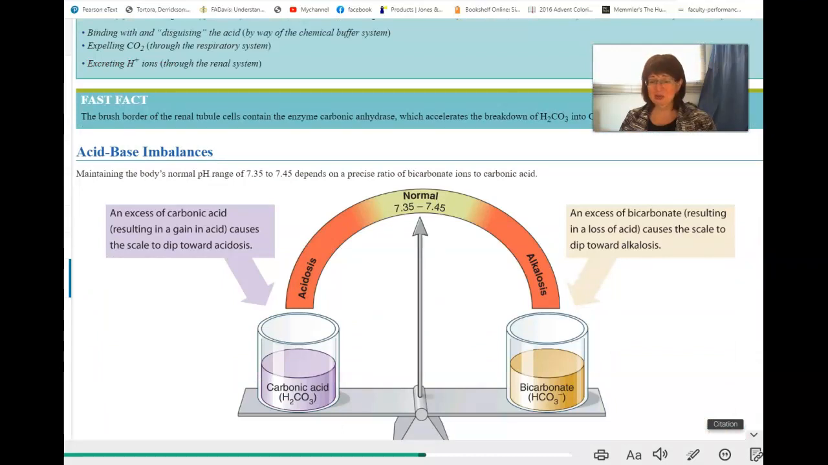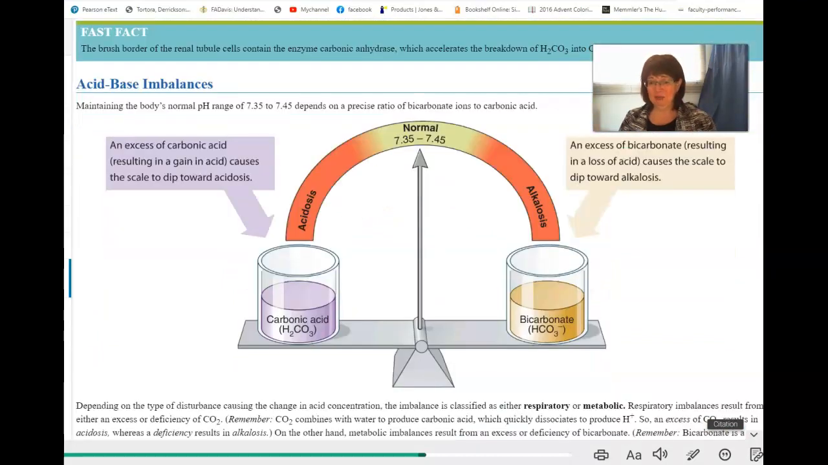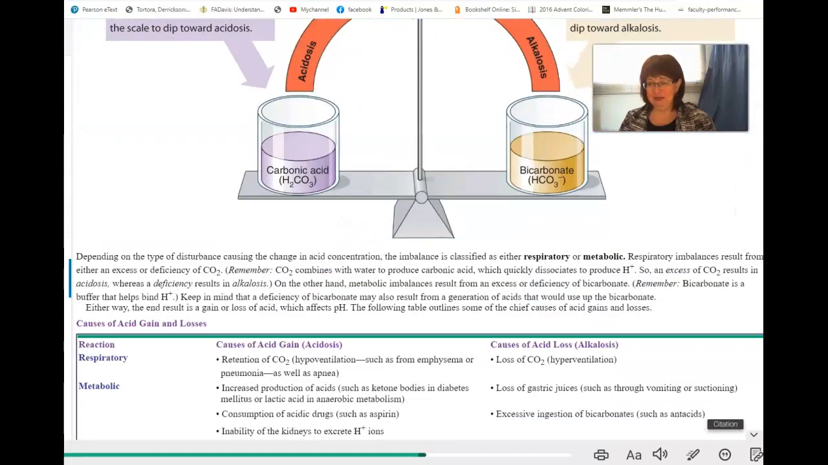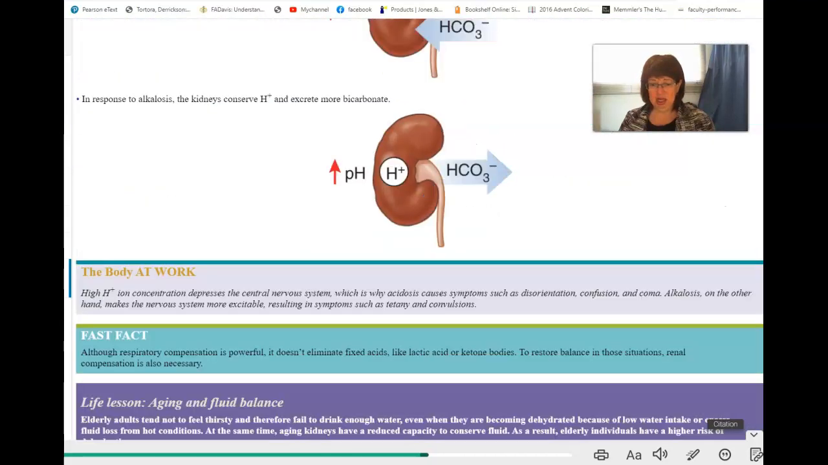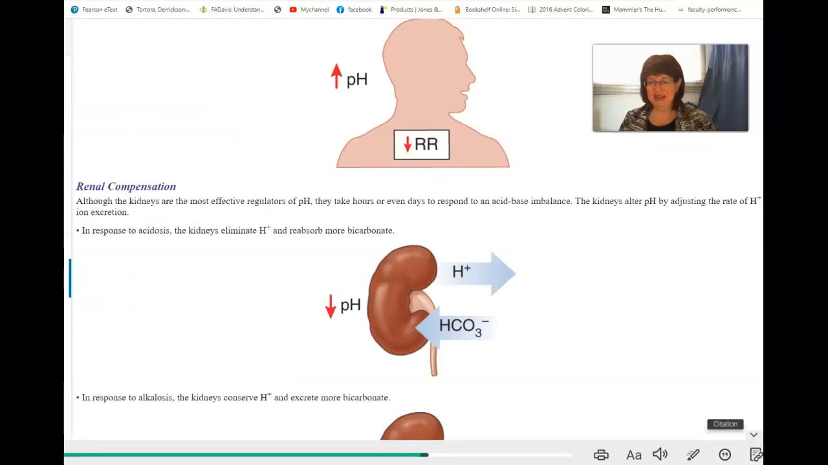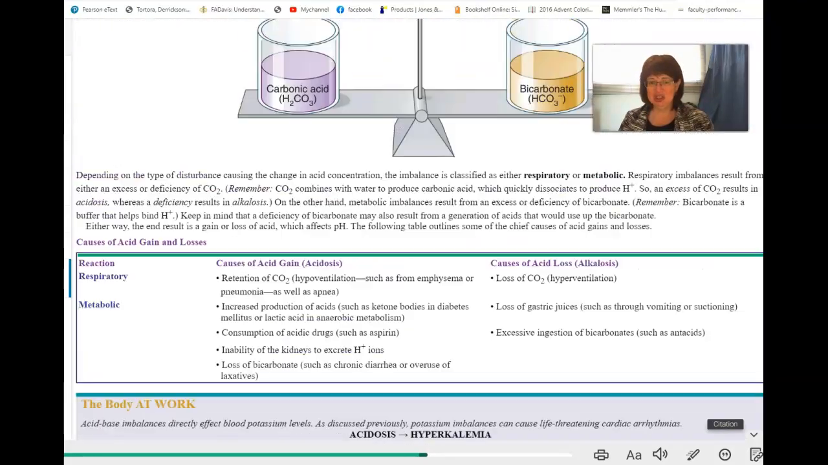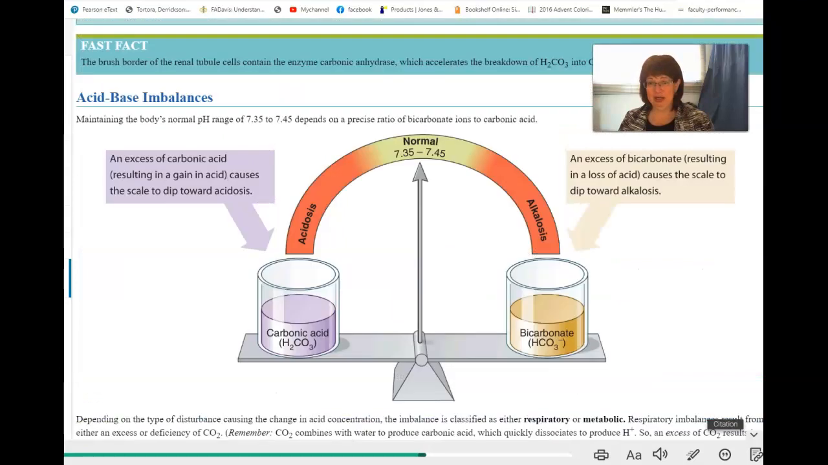Okay, and the others work similarly. With phosphate, you have PO4, and the others work similarly in the fact that you're just moving bicarbonate. The whole idea with the balance is just to add or subtract what you need in order to balance the pH. Okay, good.